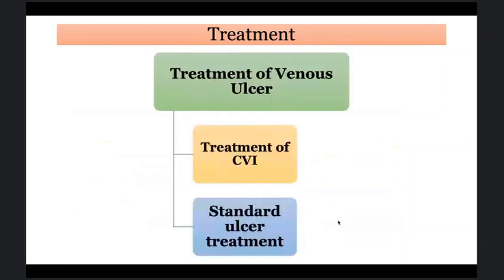Treatment of venous ulcer. We have to treat CVI because venous ulcer is one of the manifestations of CVI. To treat venous ulcer we have to treat CVI, besides the standard ulcer treatments. So, with venous ulcer, you have to deal first with chronic venous insufficiency and then with the ulcer itself.